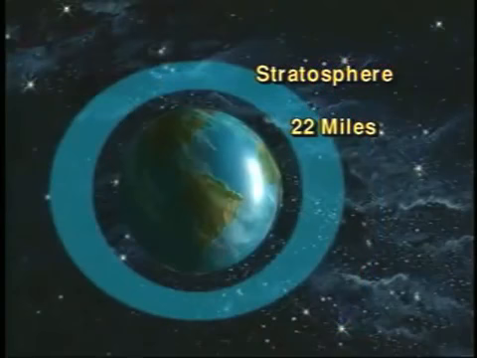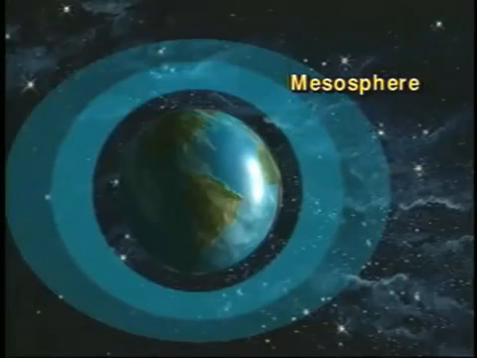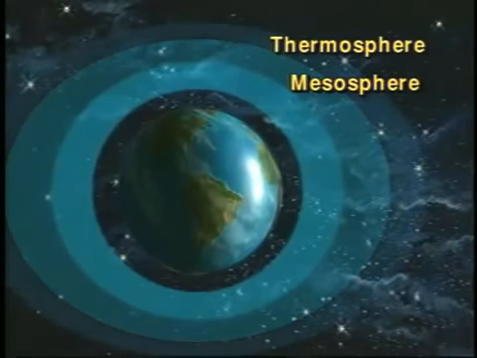The stratosphere extends to about 22 miles above the surface. The air within this layer is very dry and stable. Few cloud formations penetrate into this layer. Above the stratosphere are the mesosphere and the thermosphere. These layers have very little effect on the weather.